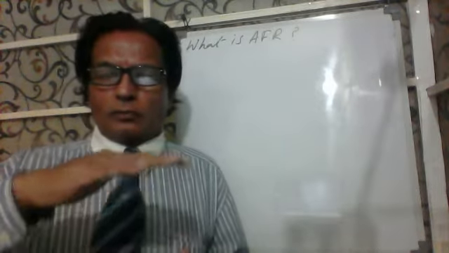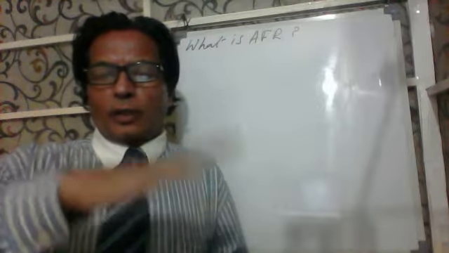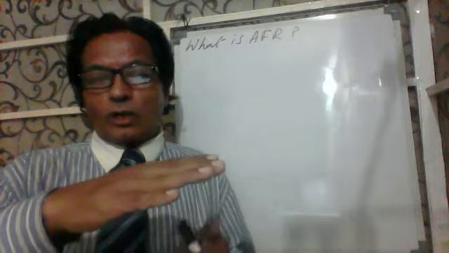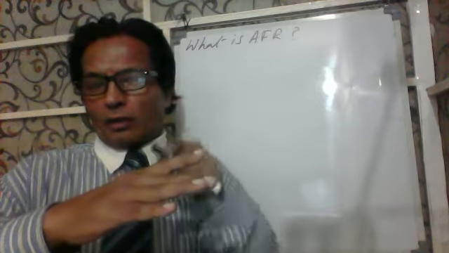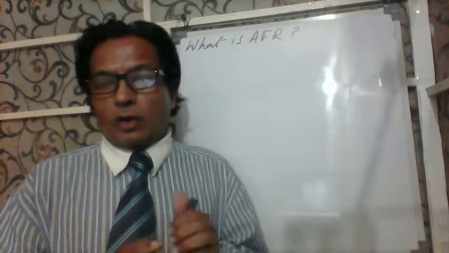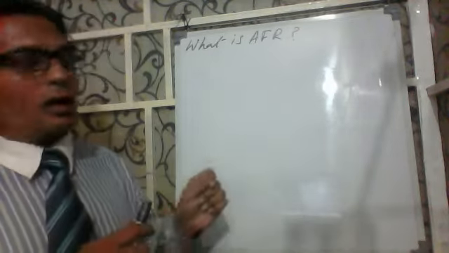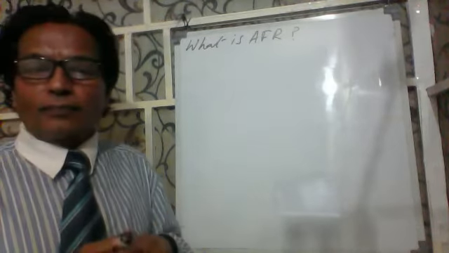For example, this hand is vibrating. Sound is being produced, but we cannot hear this sound. Why? Because human beings have a particular audible frequency range.